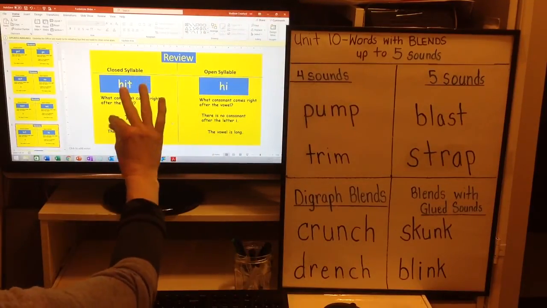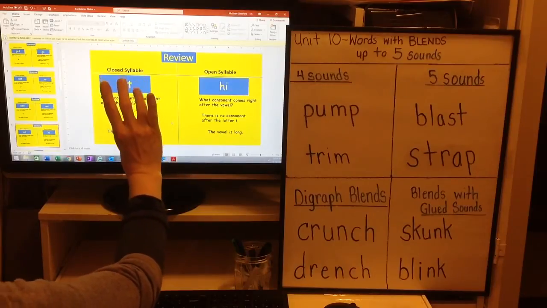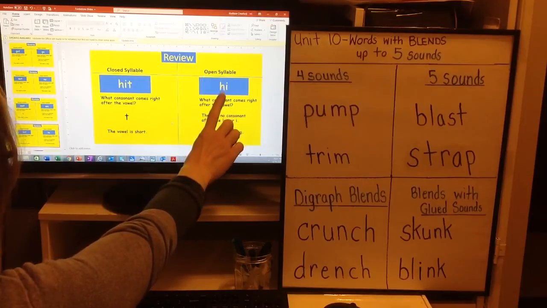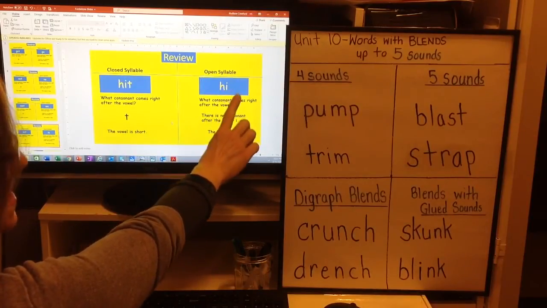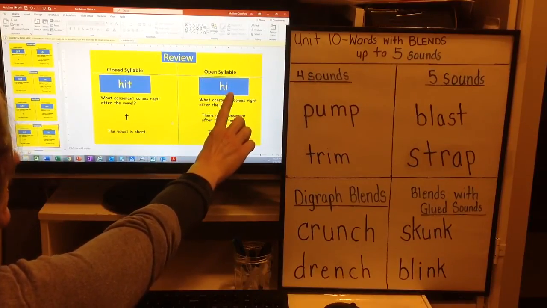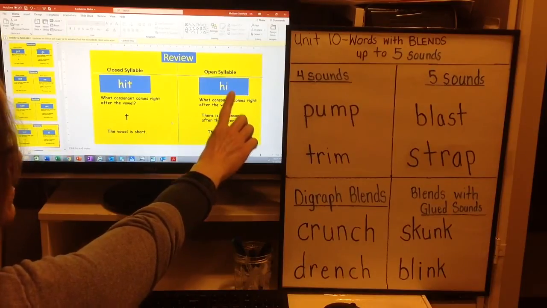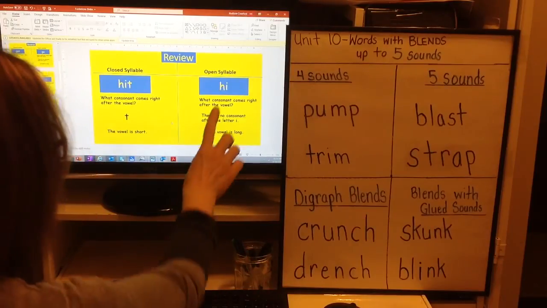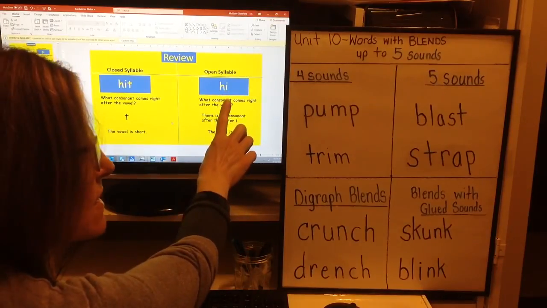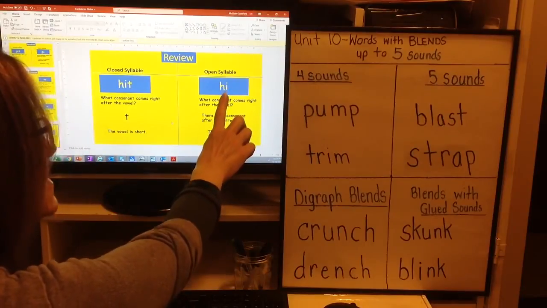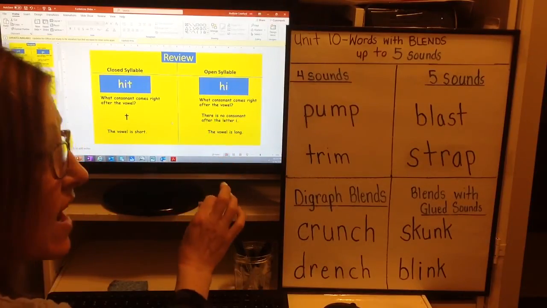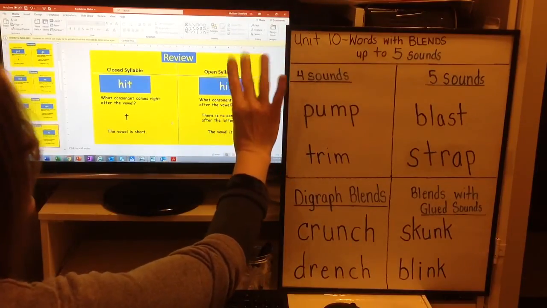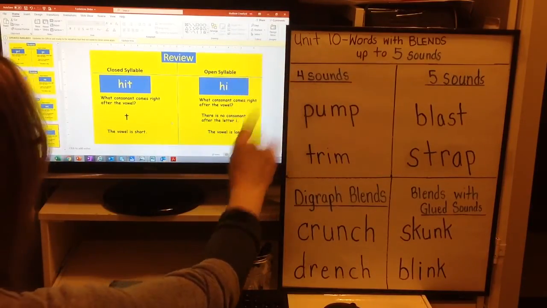So elbows up and let's tap out this word. Ready? I, t, hit. Now go to the open syllable side. Do you see a consonant right after the vowel? I don't. So then I know that that vowel must make a long sound. So what letter is this? That's right, it's an I. So when we tap this out, we're going to say I. So here we go, elbows up. I, hi. Very good, boys and girls.